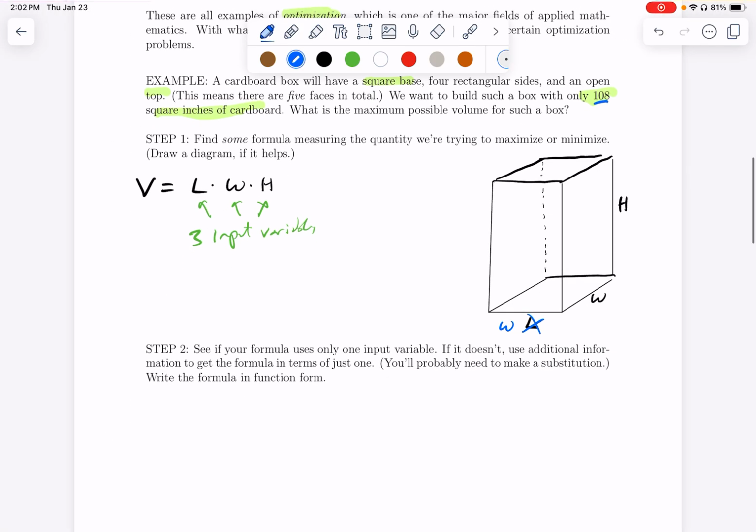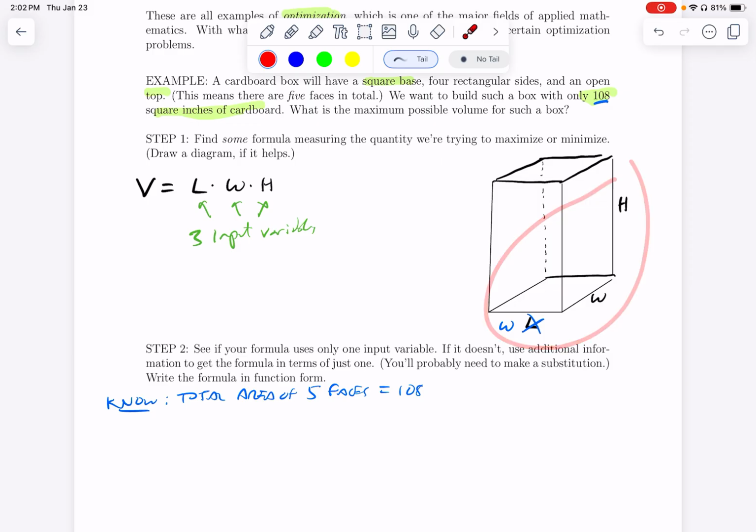So let's write down what we know. We know that the total area of the 5 faces equals 108. So let's turn that into an equation. The bottom is W by W. So the area of that bottom squared is W squared.